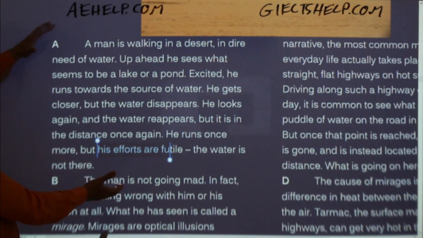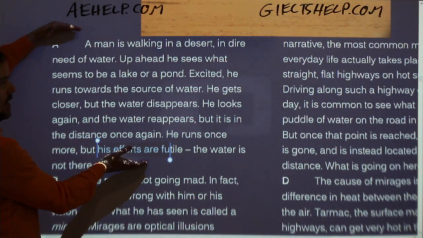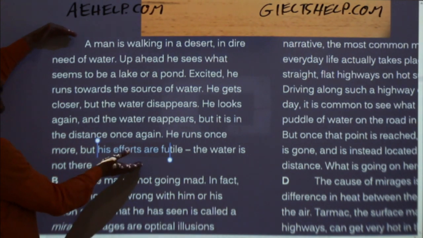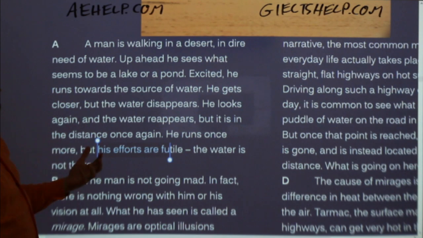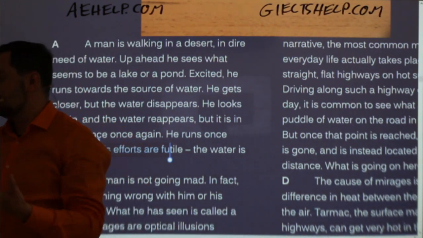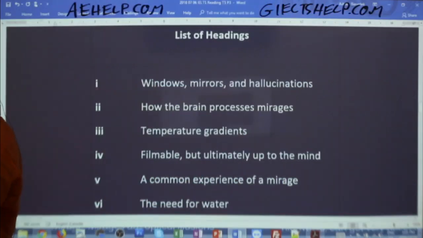So you have to think about, okay, if this paragraph were just on its own, by itself, what would be the best title? What would be the best heading to give to this paragraph? That's what the list of headings is getting you to think about and answer correctly, okay?